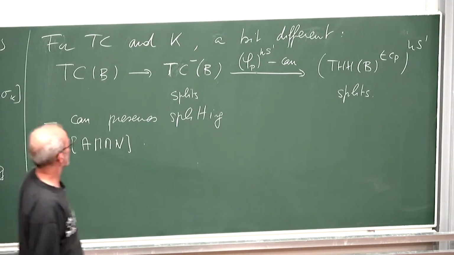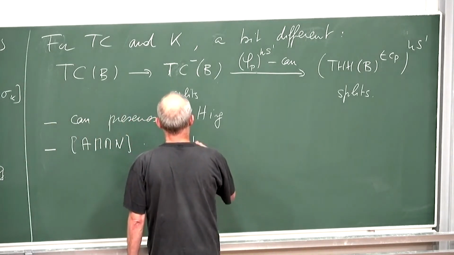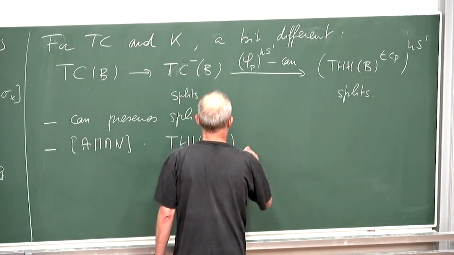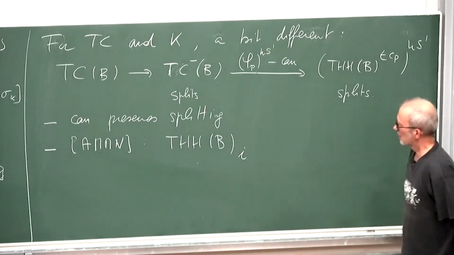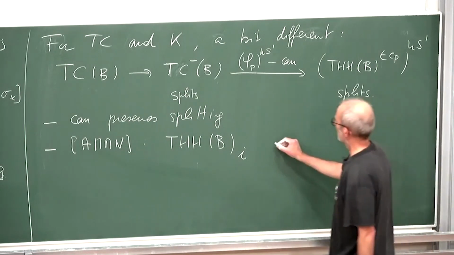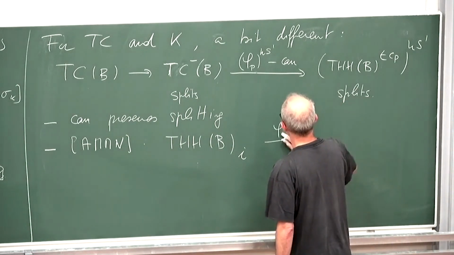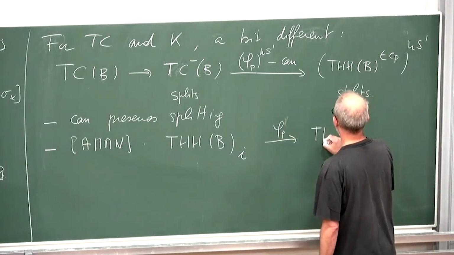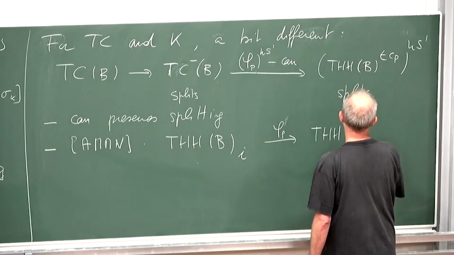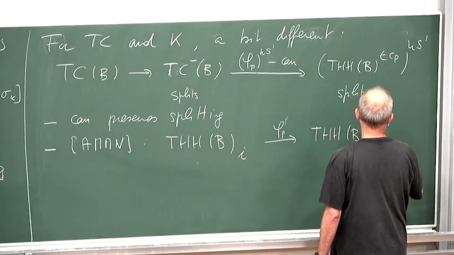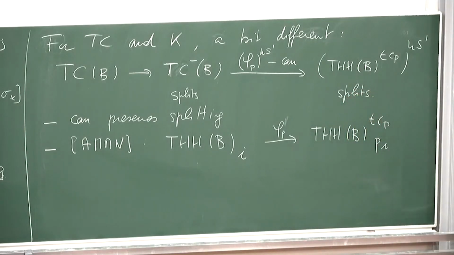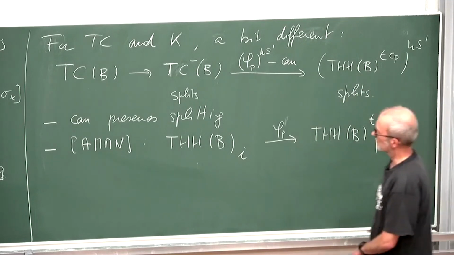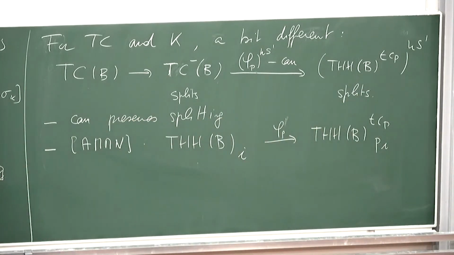So they show that if I look at the east part of THH of B, well, this phi will take it to P times I, okay? So in fact, you don't really get here a priori a splitting of TC.